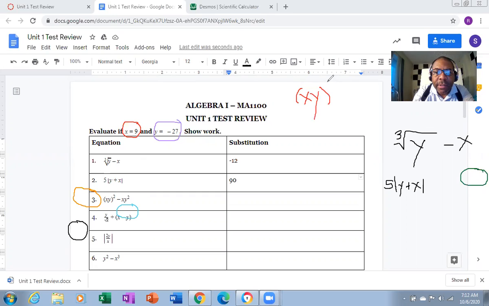(xy) squared minus x times y squared. Okay, now let's go to Desmos.